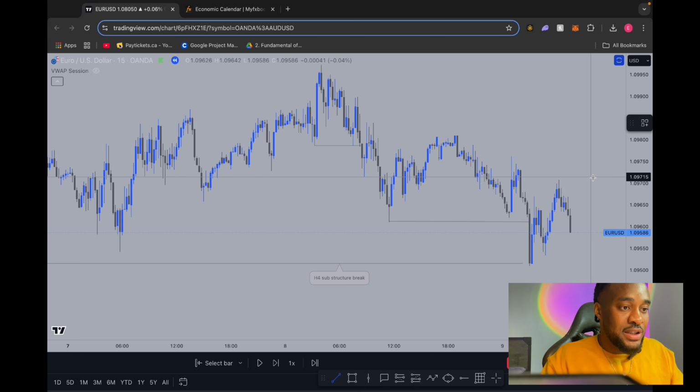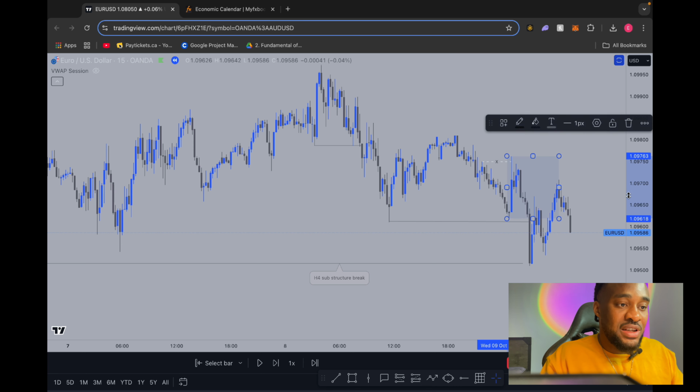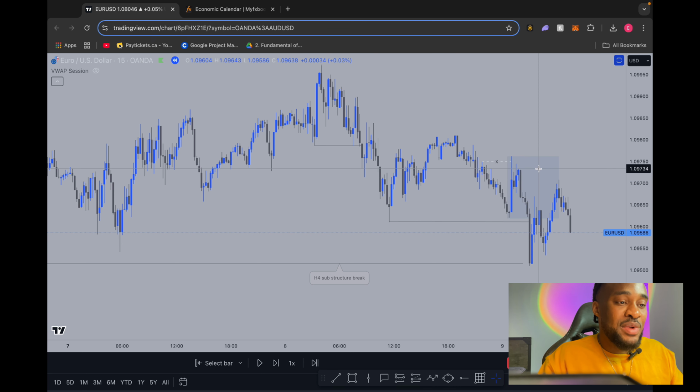meets my criteria. Now this is where I pick my supply zone, right? This is my first criteria. My first criteria being that the POI must have an area where it swept liquidity. Now my second criteria for taking a trade is this tool right here. It's called a gun box.